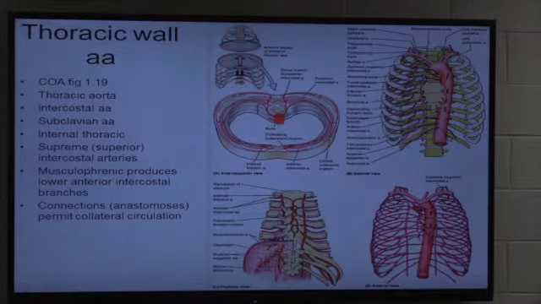And here's another diagram that shows you how the blood supply to the thoracic wall is formed posteriorly from the aorta. Then you have anastomosis at approximately the anterior axillary line. The internal thoracic produces branches that form the intercostal vessels.